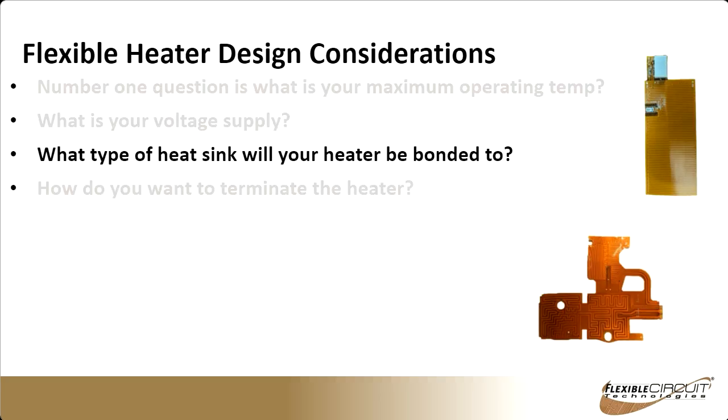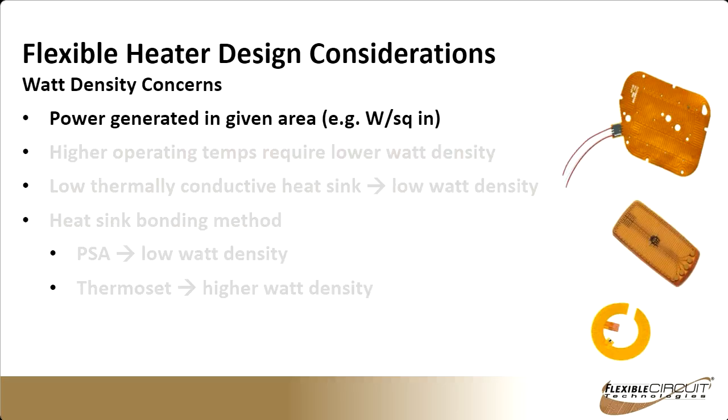The next thing is, what type of heatsink is your flex circuit going to be bonded to? That's a good segue to talk about your power density. That's the number of watts you have per square inch, and this is really important to understand. As an example, you can have a couple of heaters. Let's take that heater in the upper right corner, and for the sake of argument, let's say it is about 5 by 5 and it's 30 watts per square inch.